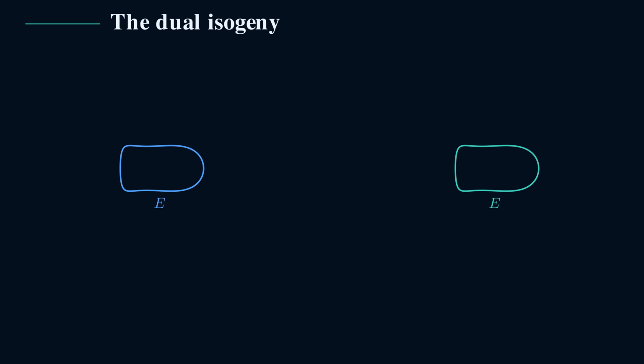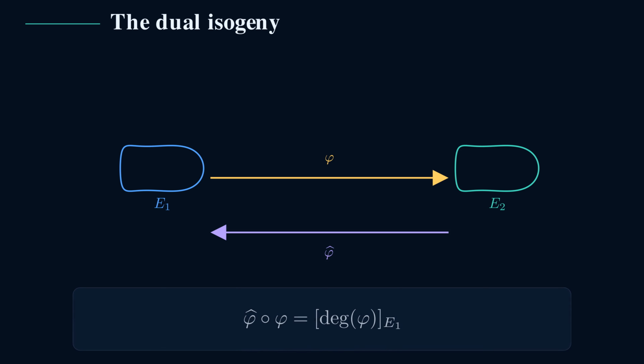We need one new tool, the dual isogeny. If phi maps E1 to E2, its dual, phi hat, travels back from E2 to E1. Following phi by its dual is exactly multiplication by the degree of phi. So if the secret isogeny has degree d, phi hat composed with phi is the bracket d map. The same identity holds in the other direction. Dual isogenies are not needed to run SIDH, but they are exactly what lets us package the secret map into a larger, highly structured matrix.